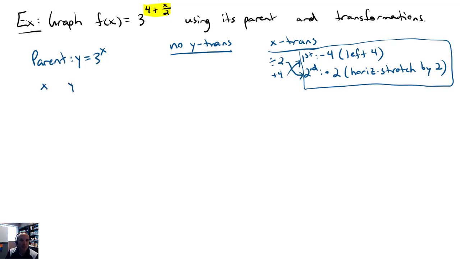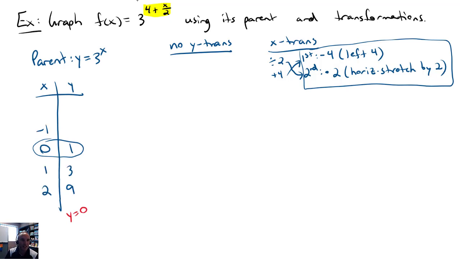Well, rather than graph, I'll just use a table to keep track. And again, I'll plug in (0, 1) as my reference point. Of course, I have an asymptote of y equals 0. These two things are true for every parent exponential function. And then I can plug in positive x values to get 3 and 9, and negative x values to get reciprocals 1/3 and 1/9. And then I've got something to go on here. I can do more points if I want more points, or fewer points if I want fewer points, but I'm putting 2 negatives, 2 positives and my reference point.